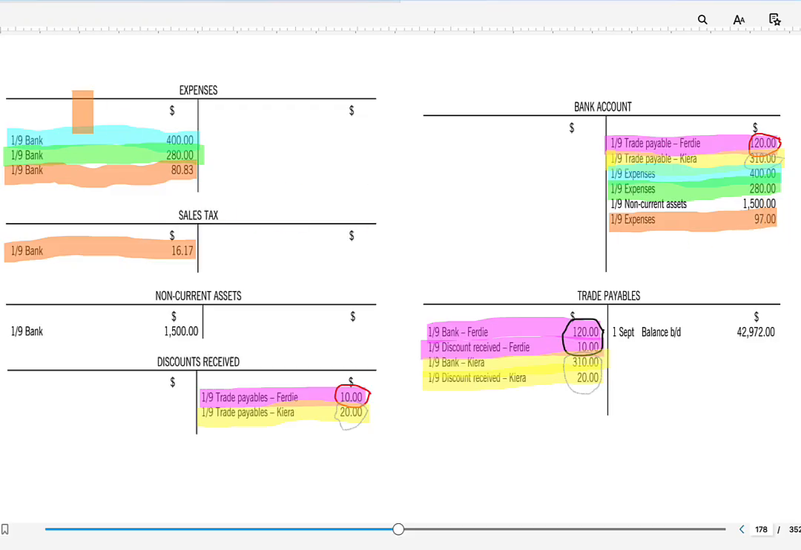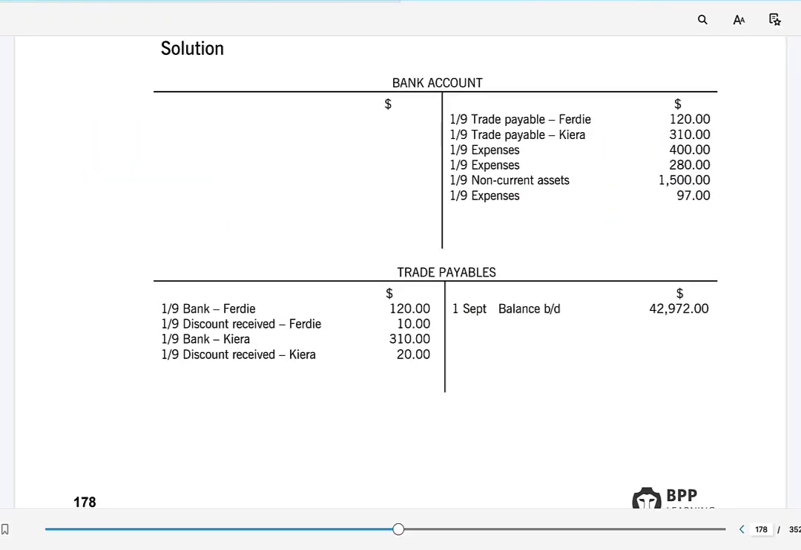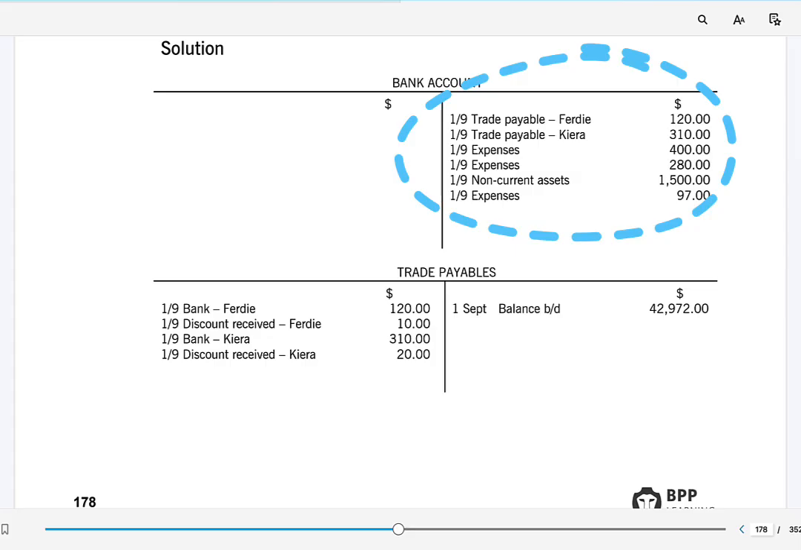Final check. What is happening inside the bank account? Now we look at all money leaving the bank. Bank will be credited for every payment. The bank credits are 1. $120 for Ferdy. 2. $310 for Kiera. 3. $400 for telephone expense. 4. $280 for gas expense. 5. $1,500 for the non-current asset. 6. $97 for stationery. So bank is reduced by the total of all those payments.